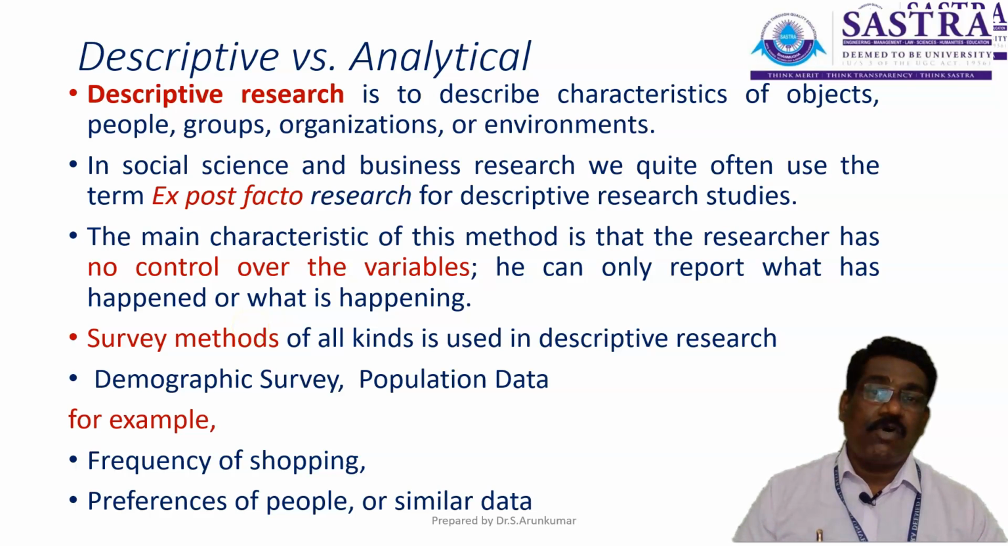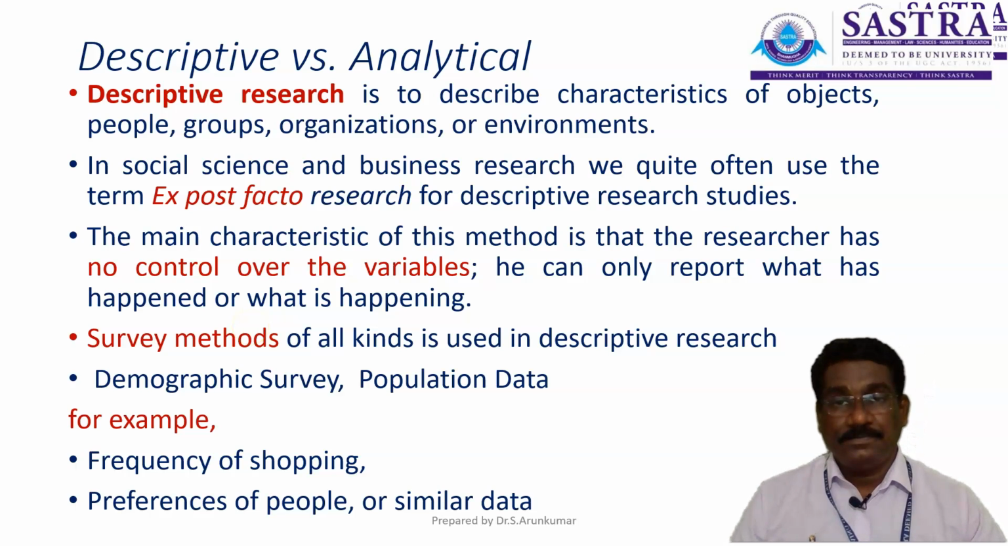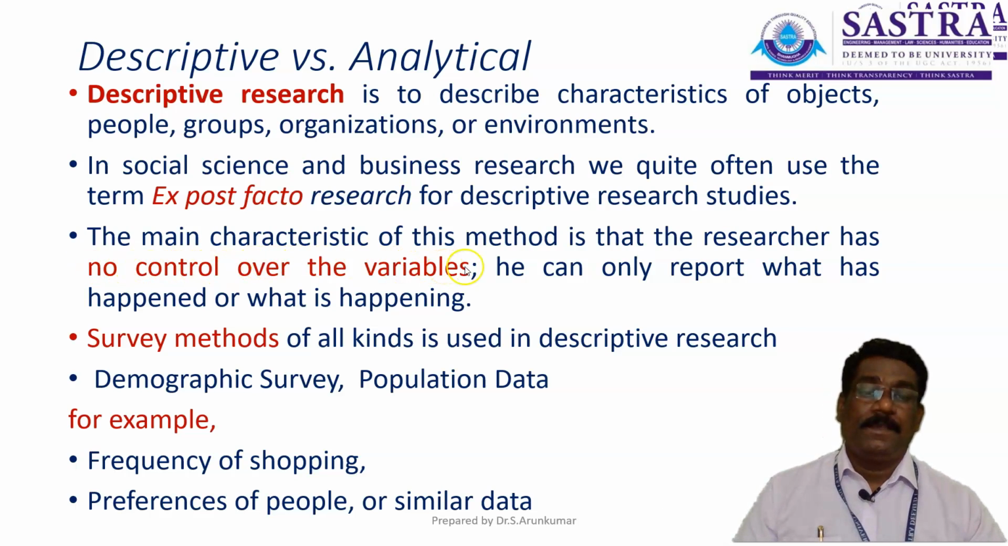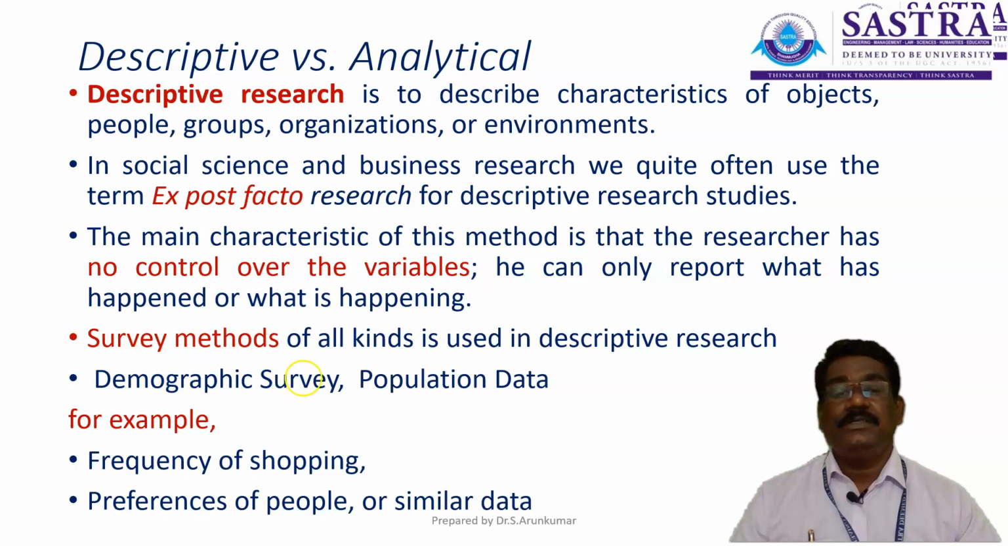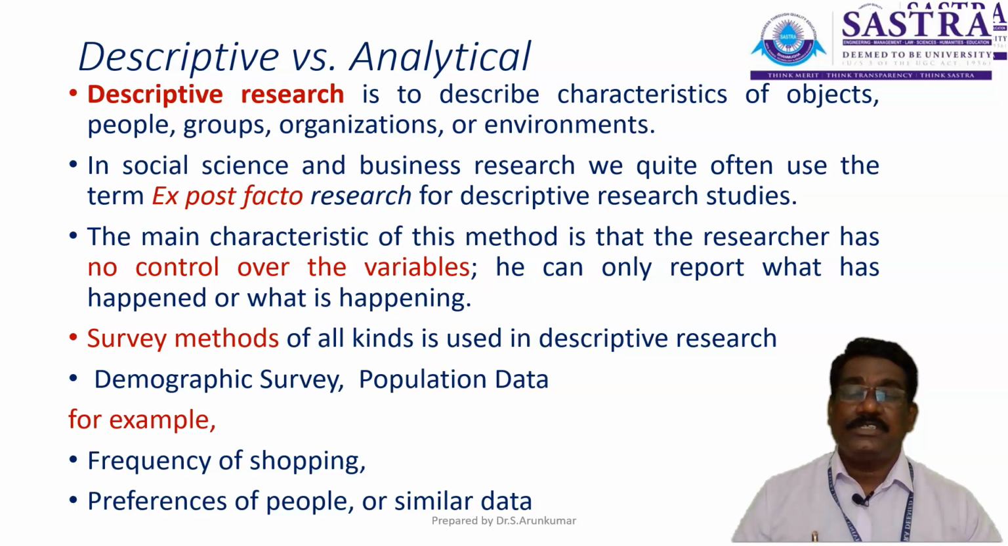The main characteristic of this method is that the researcher has no control over the variables. That's the important point I have highlighted here. He can only report what has happened and what is happening. Do you understand this? Normally in this kind of descriptive research, we employ the survey method. We mean population data survey, demographic survey, the frequency of shopping of the customers, preference of people, similar data, all that comes under descriptive research.